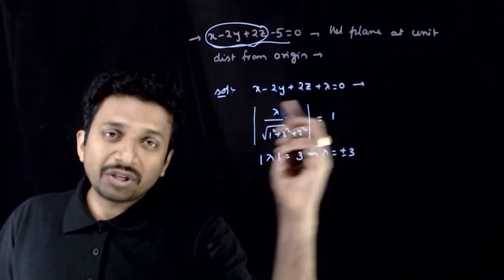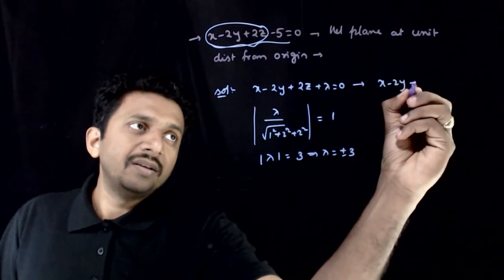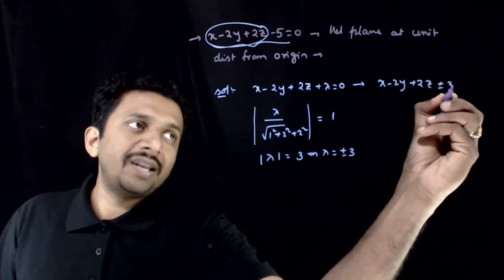So the equation of the required plane is x minus 2y plus 2z plus or minus 3 is equal to 0.